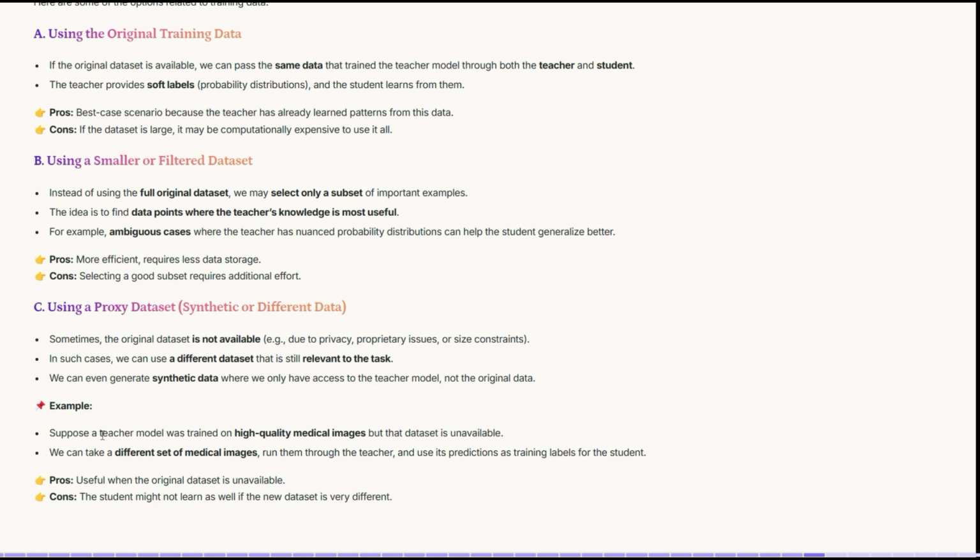Example: suppose a teacher model was trained on high-quality medical images, but that data set is unavailable. We can take a different set of medical images, run them through the teacher, and use its predictions as training labels for the student. Pros: Useful when the original data set is unavailable. Cons: The student might not learn as well if the new data set is very different.